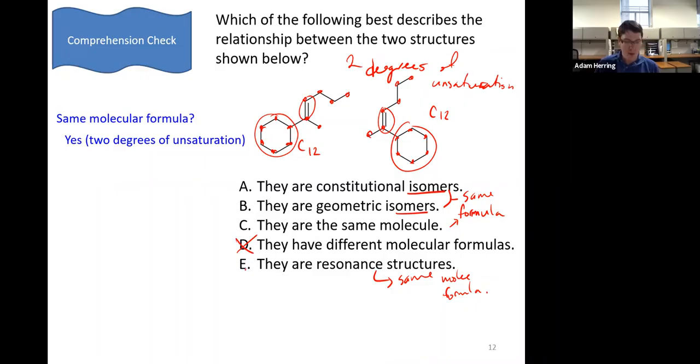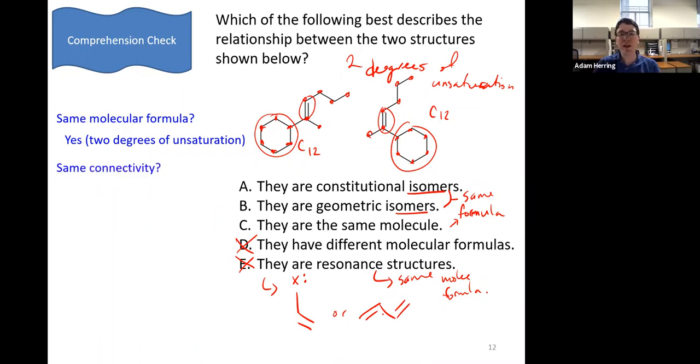We can also eliminate E as not being resonance structures, because there is no resonance. We don't have the patterns for resonance. We would be looking either for an element with a lone pair of electrons adjacent to a double bond, or alternating double bonds and single bonds. And we don't have either of those.